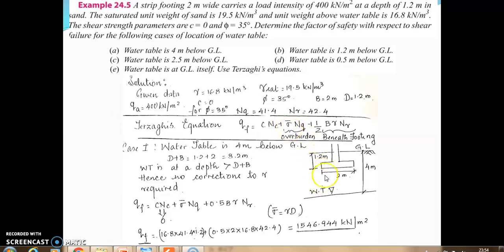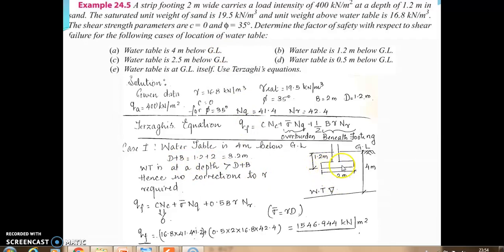Anything deeper down, any changes below 1.2 meters, the third term gets affected, because this term depends on the soil conditions below the footing. Is this clear? Right. So now let's go to case 1. Water table is 4 meters below ground level.